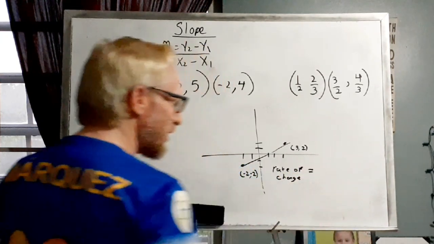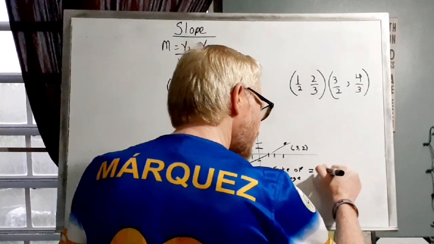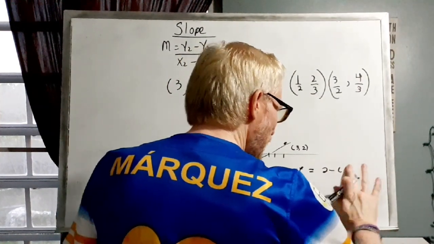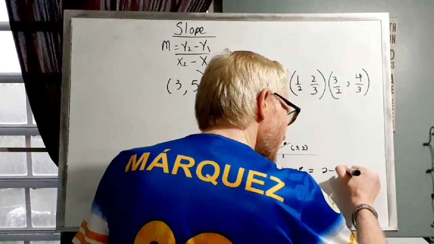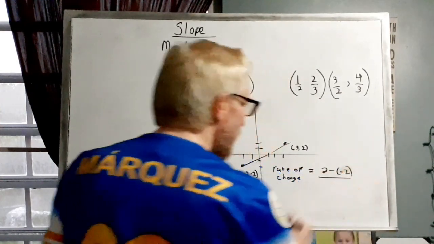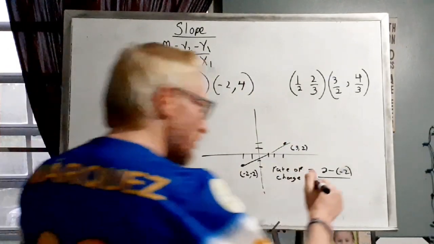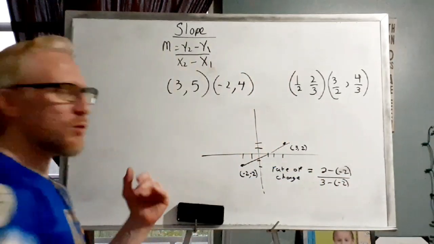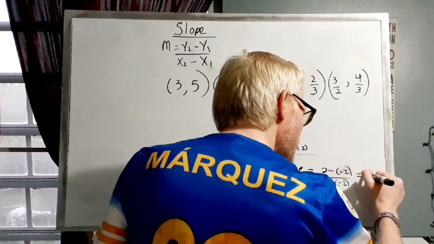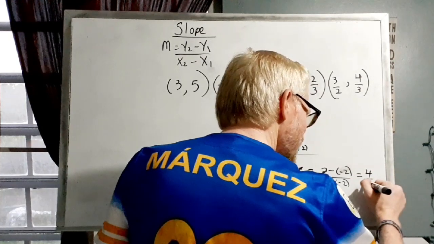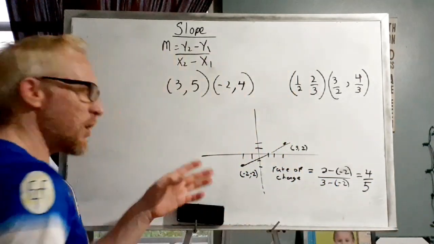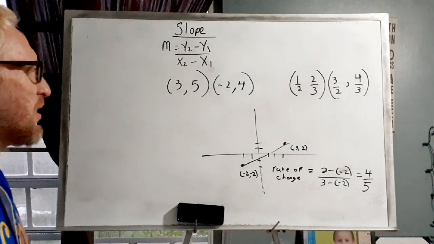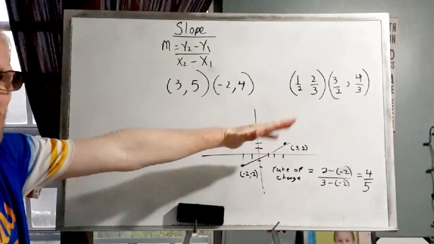And we're going to subtract, let's say 2 minus negative 2, over 3 minus negative 2. So 2 minus negative 2 is 4, because remember we add that, and 3 minus negative 2 is 5. So that means that the rate of change is 4 over 5, which means that that's how steep that graph is. Now this is what rise over run means.